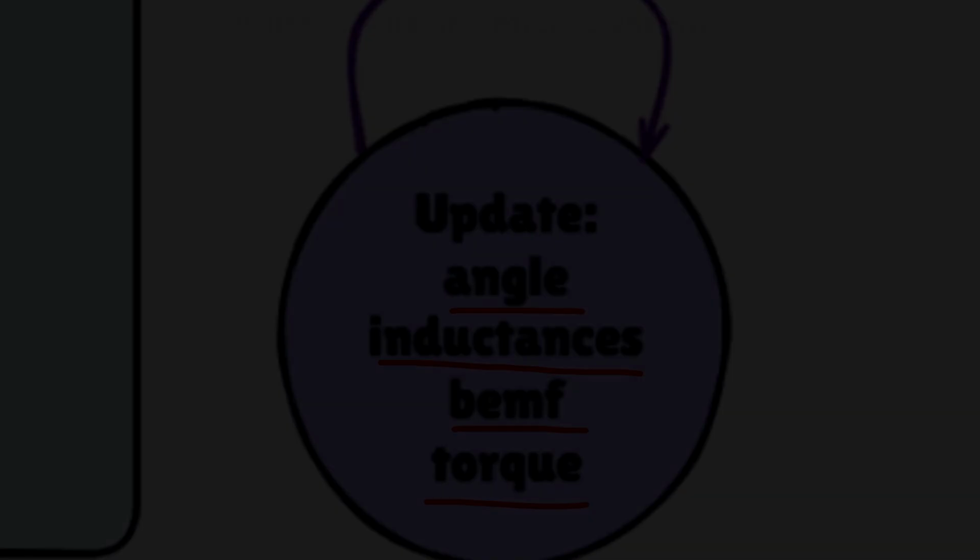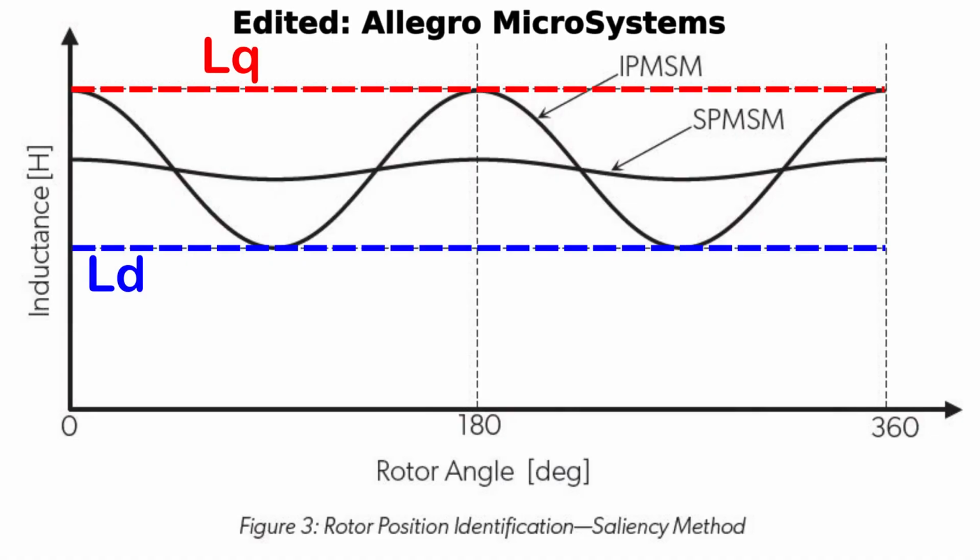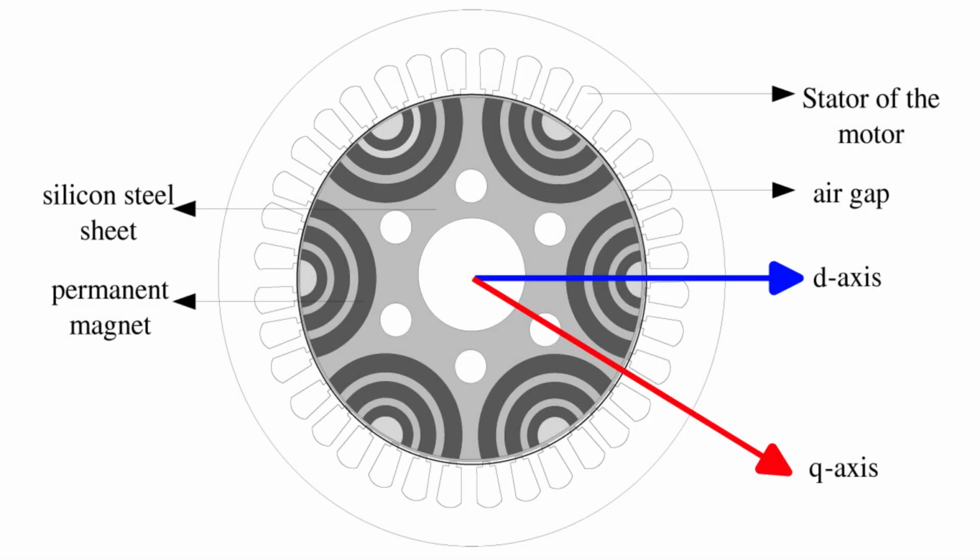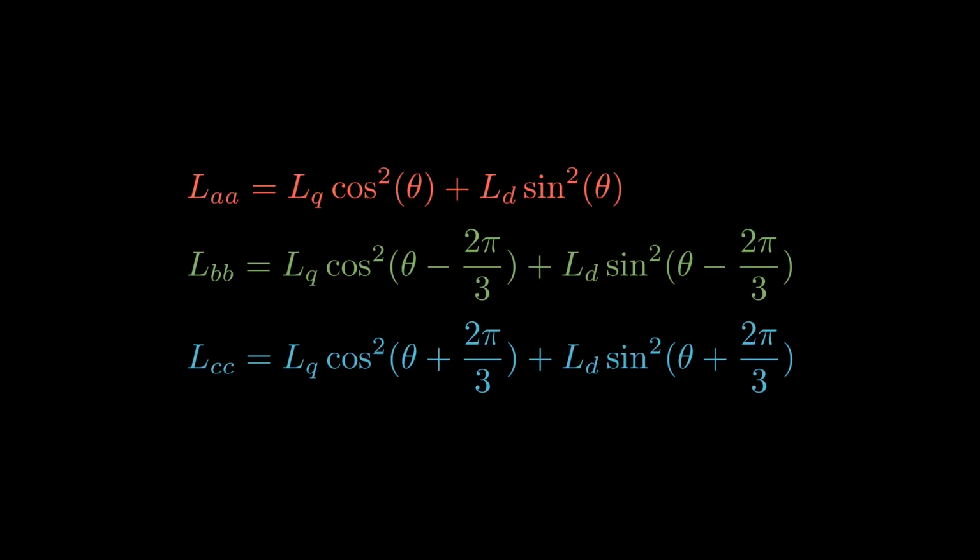Let's start with the inductances. We'll assume a salient motor, meaning the inductance isn't constant and is a function of the rotor angle. We'll define an inductance in the Q-axis, LQ, and an inductance in the D-axis, LD. And the inductance will change as a function of the rotor angle, like so.